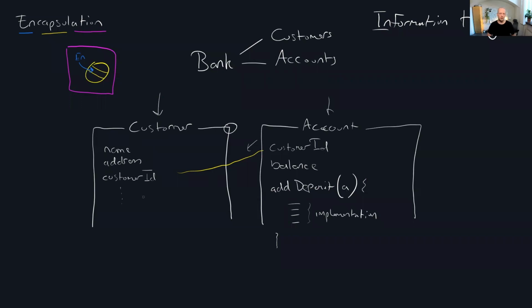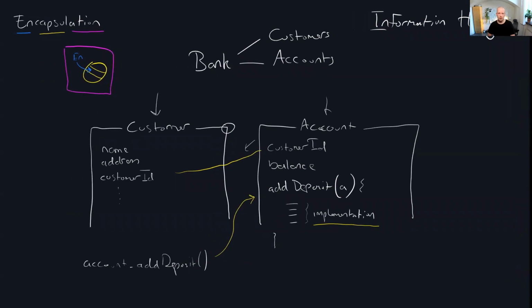Now, whenever the customer calls account.add deposit, let's write it down here, they have no idea how this works. Essentially, the implementation is hidden. They just call the method. That's all you see: there is a method called add deposit.